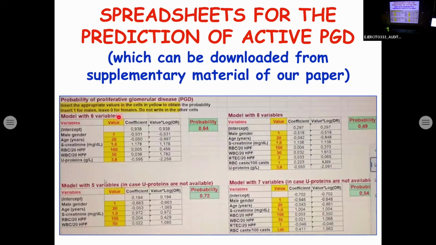Then we have a model with 6 variables to which we have added proteinuria, a model with 7 variables in which, besides red blood cells and white blood cells, we also have renal tubular cells and red blood cell casts, and here with 8 variables in which we also have proteinuria.